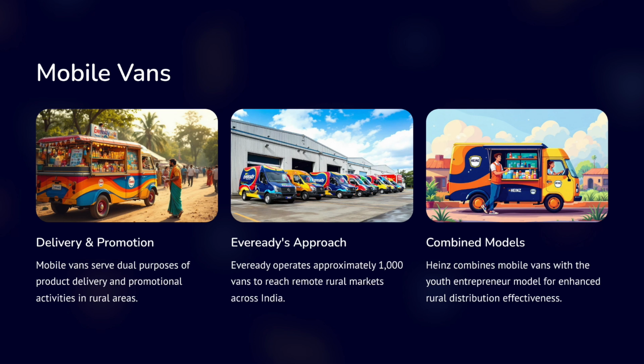Other companies like HUL combine this with the youth entrepreneur model, using vans to distribute products like Nycil, Glucon-D and Complan in villages. An established channel with significant rural reach is the public distribution system.